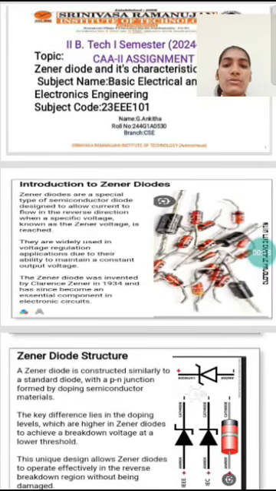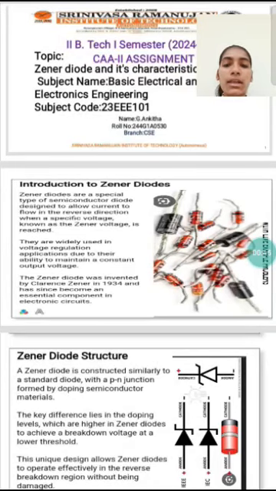Zener diodes are a special type of semiconductor diode designed to allow current to flow in the reverse direction when a specific voltage, known as the Zener voltage, is reached. They are widely used in voltage regulation applications due to their ability to maintain a constant output voltage. The Zener diode was invented by Clarence Zener in 1934 and has since become an essential component in electronics.